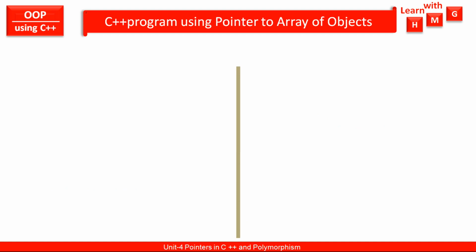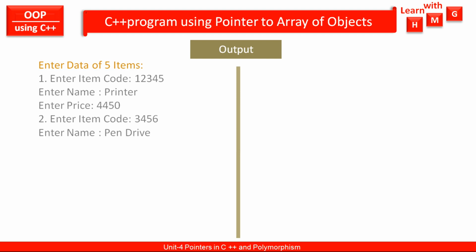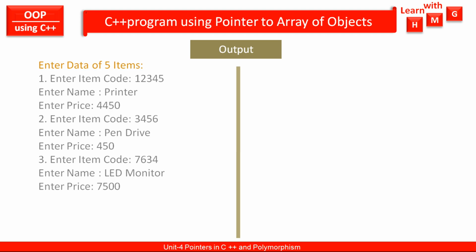Now let us see what will be the output of this program. So enter data of 5 items. Here, see this 1 dot, it is displayed due to that cout of i plus 1, and it will display first 1, then enter item code, let us say 1, 2, 3, 4, 5, then the name, price, then second item information, code, name, price, third item information, code, name and price, and the values will be entered, 4 and so on.